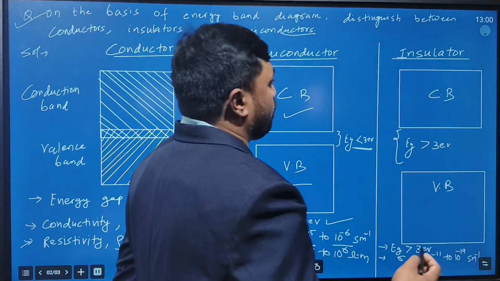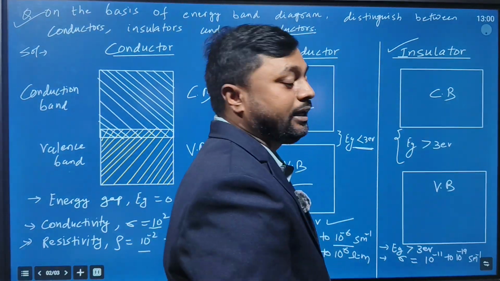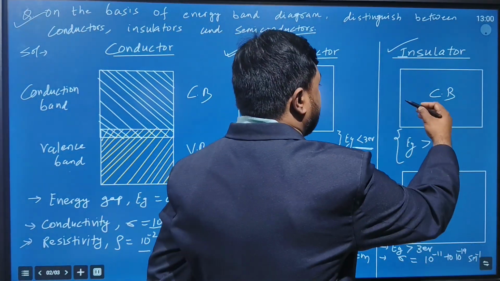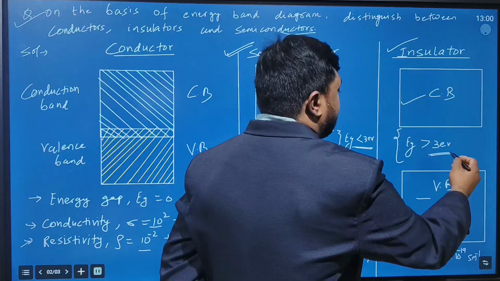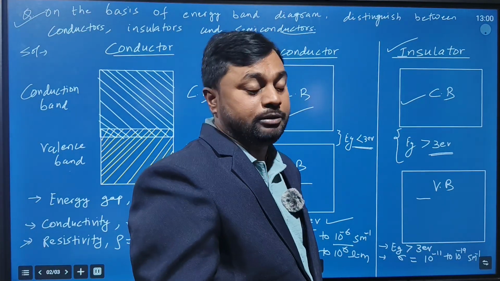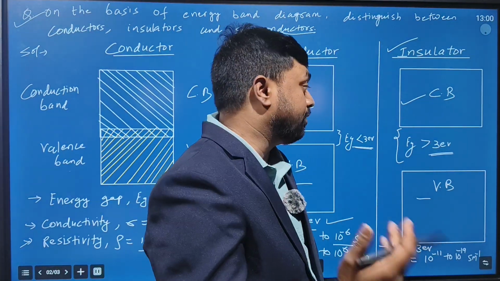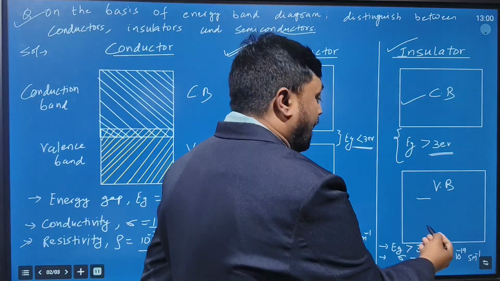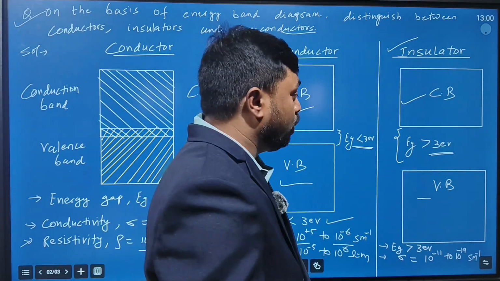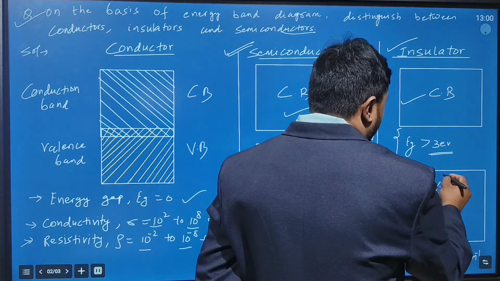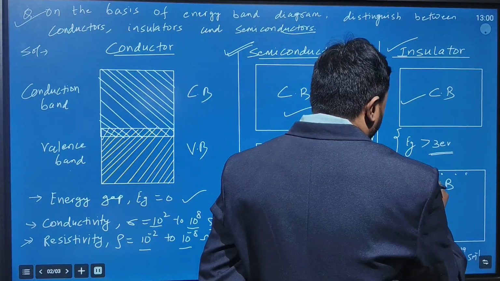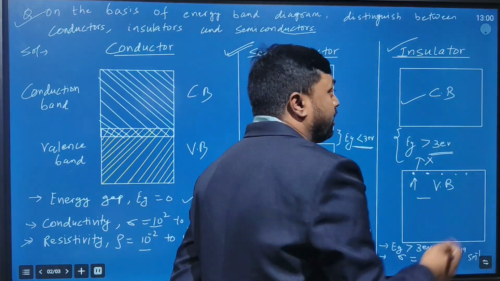Let's talk about the insulator. In case of an insulator, there is a huge energy gap between the conduction band and the valence band. It is generally more than 3 electron volt. It may be 6 electron volt, 7 electron volt. So generally the energy gap is greater than 3 electron volt. So electrons which are present in the valence band cannot reach the conduction band. That's why it will never conduct.